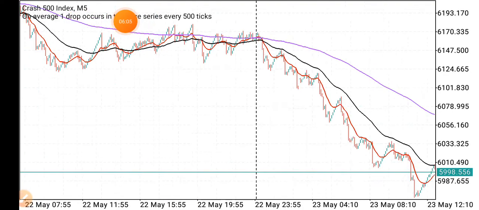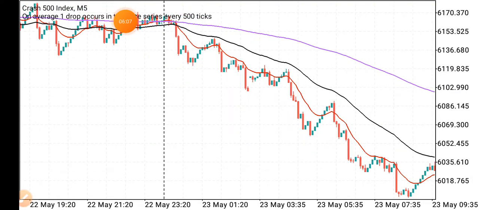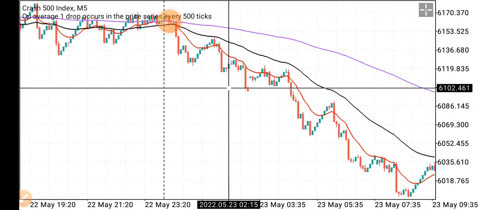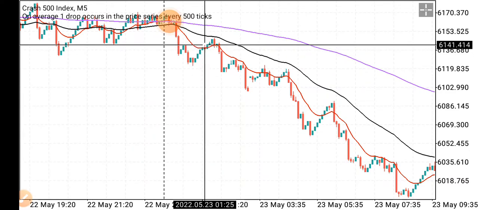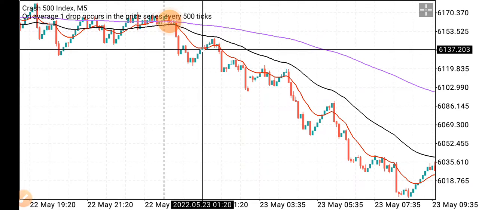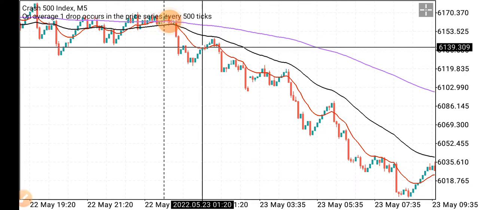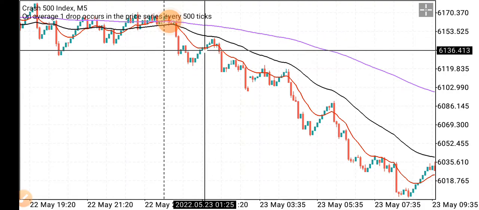Let me zoom in my charts a little bit. As you can see, the 50 and 200 crossed way over there, and then here we've got the 13 and 50 cross, the red and the black. When they cross, you look for whenever the market pulls back to this red EMA. Whenever the candlesticks come close to or touch this EMA on the 5-minute time frame, that's when we look to enter.